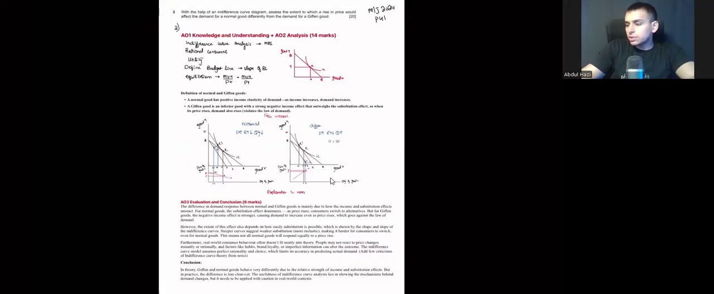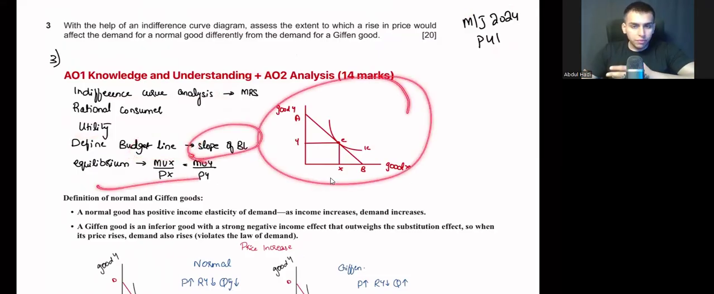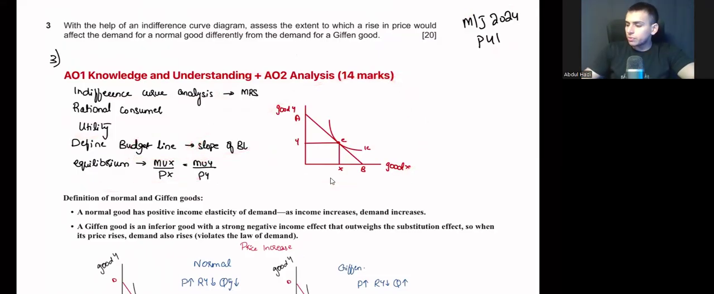So take a look at the mark scheme. This is May/June 24, paper 41. You'll start by explaining indifference curve analysis: MRS, what is a rational consumer, what is utility. You have to explain and define the budget line and slope of the budget line. This is how the indifference curve analysis creates an equilibrium, the first one.